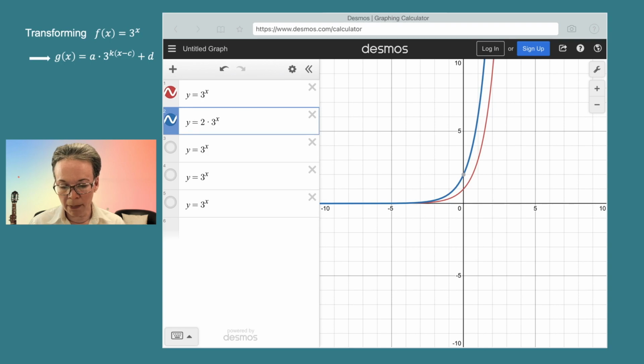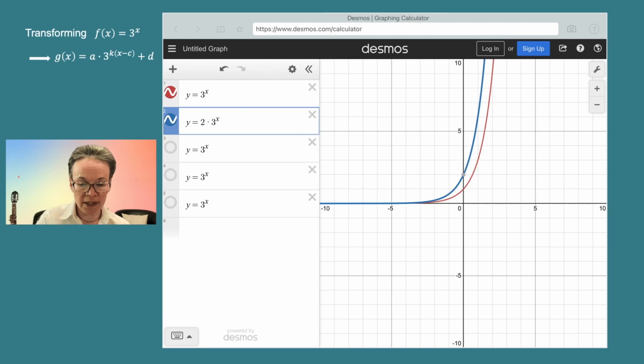Notice what happened to the blue graph right here. The blue graph is now narrower. If it's narrower, that means closer to the y-axis on the right. See how it's a little bit closer than the red one. There you can see nicely the vertical stretch, a vertical stretch by a factor of 2.